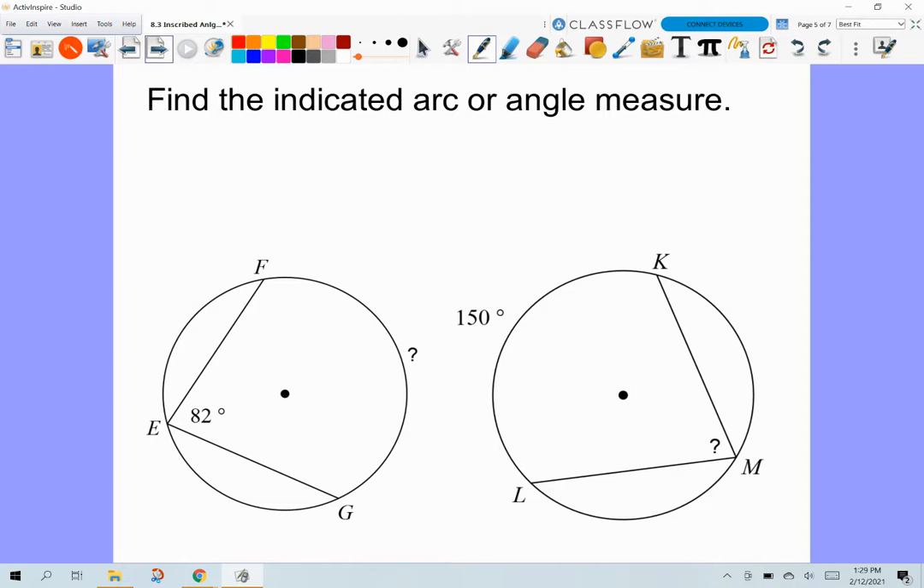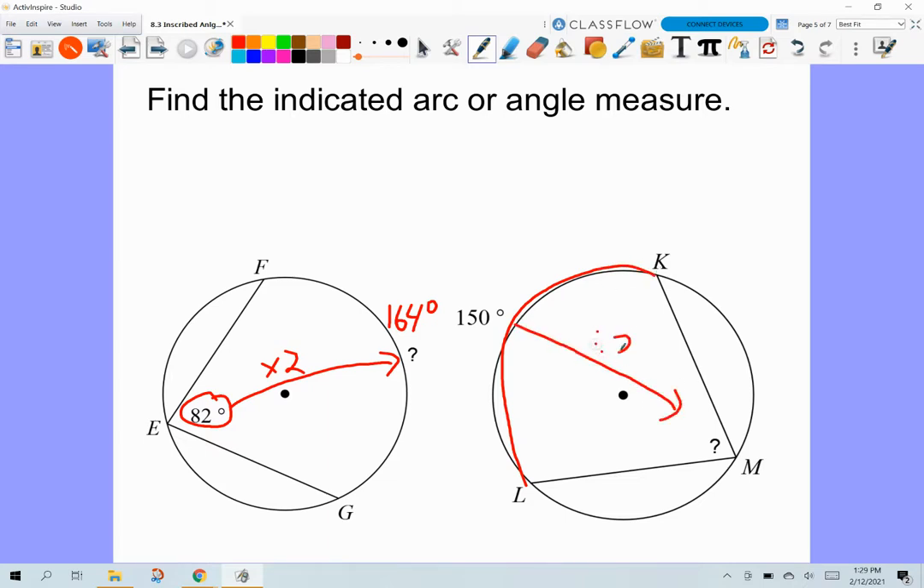Okay, so just a couple of really straightforward ones. I've got an 82-degree angle here on the inside. I'm going to multiply that to get a 164-degree arc. Just times 2. That's all I did. No tricky math, no equations to solve. You're just multiplying or dividing by 2. This one, I've got this big 150-degree arc on the outside here. So I'm going to divide that by 2 to come inside. The angle is 75 degrees.